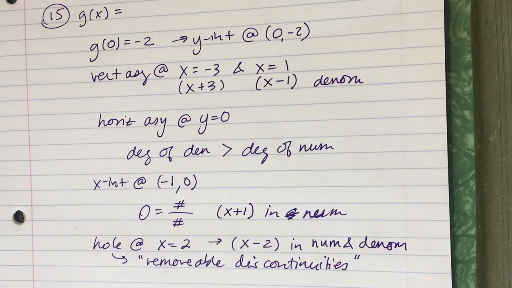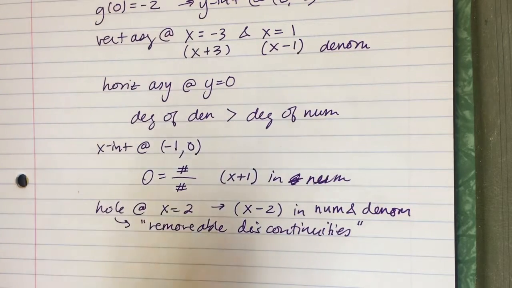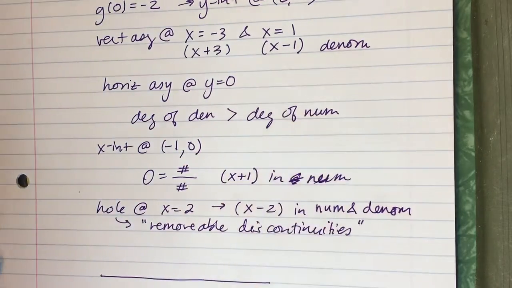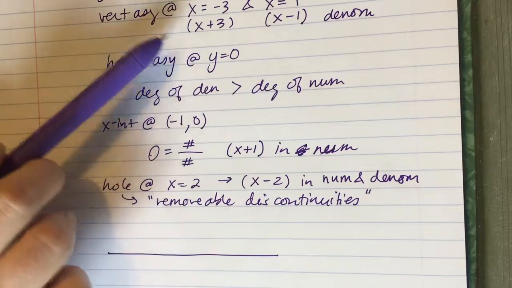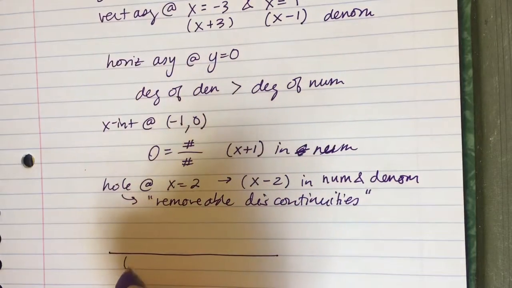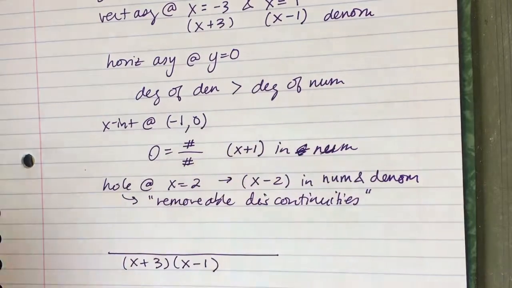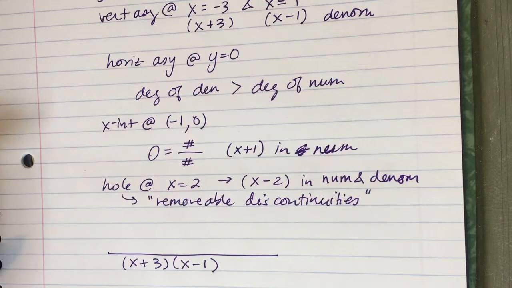So we put this together. Let's try and figure out where all these pieces go. I'm going to try not to move it up too much so you can still see some stuff. So I'm going to just make a big fraction bar, and we're going to put things where they belong. So the first one is going to be the vertical asymptotes. We have x plus 3 and x minus 1 in the denominator. We know that has to happen. Let's not worry about the horizontal asymptote yet. We'll go back and check based on what we have as a result.